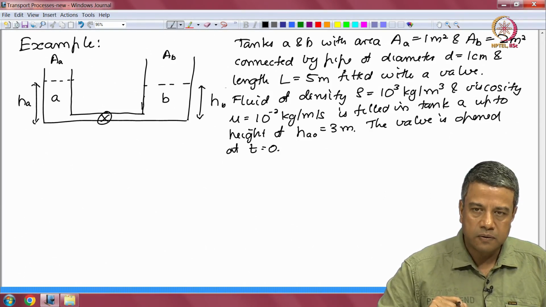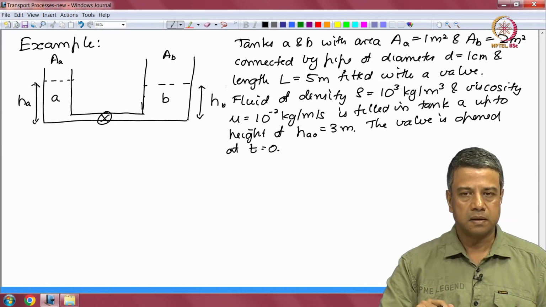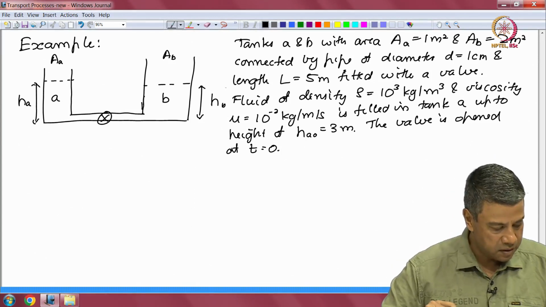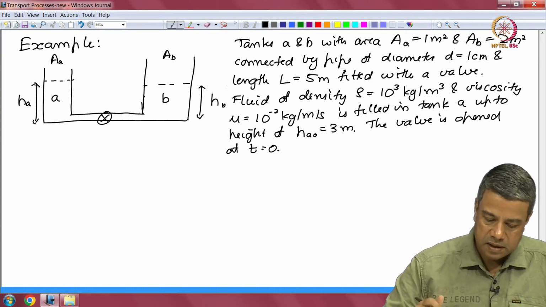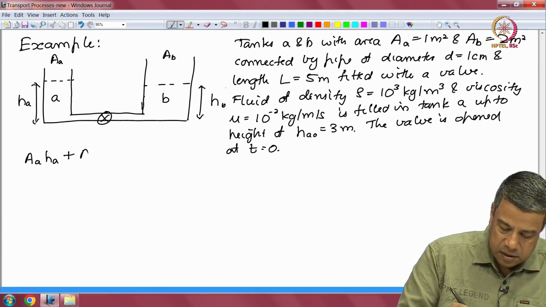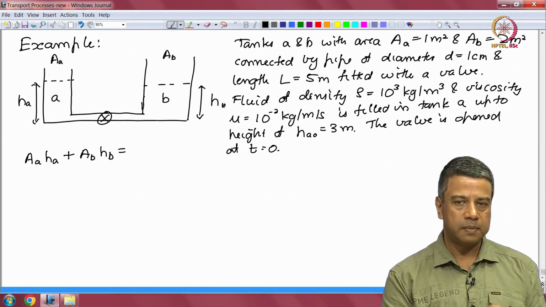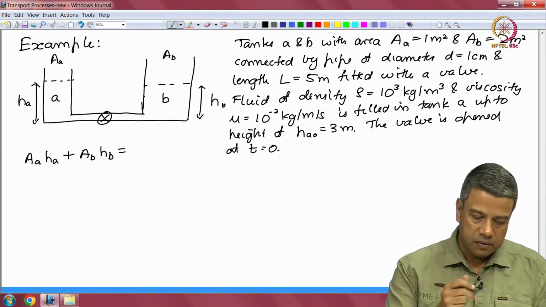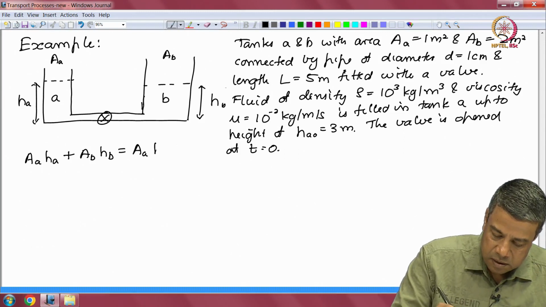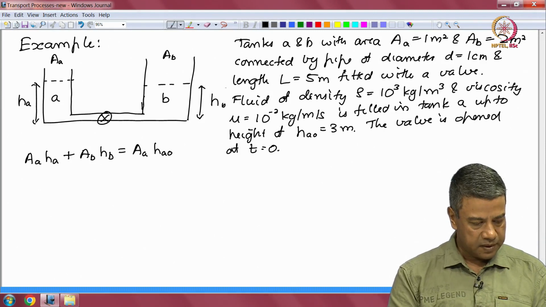The total volume of fluid at any instant in time has to be equal to the initial volume of fluid. That means AA times HA plus AB times HB, the total volume. If we neglect the volume in the pipe as negligible, then the total volume has to be fixed. This has to be equal to the initial height in tank A times the area of tank A.